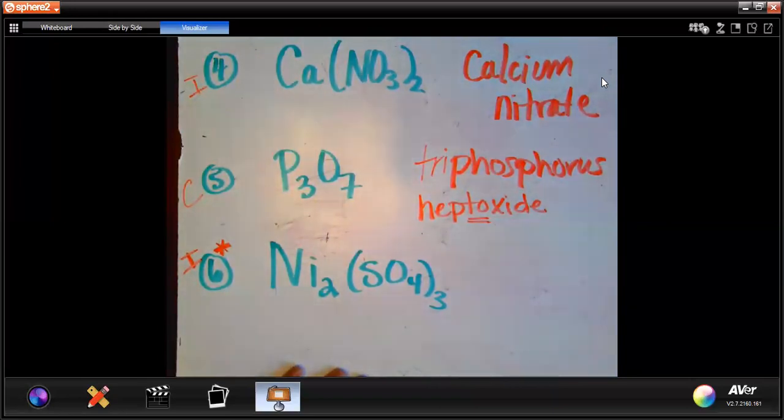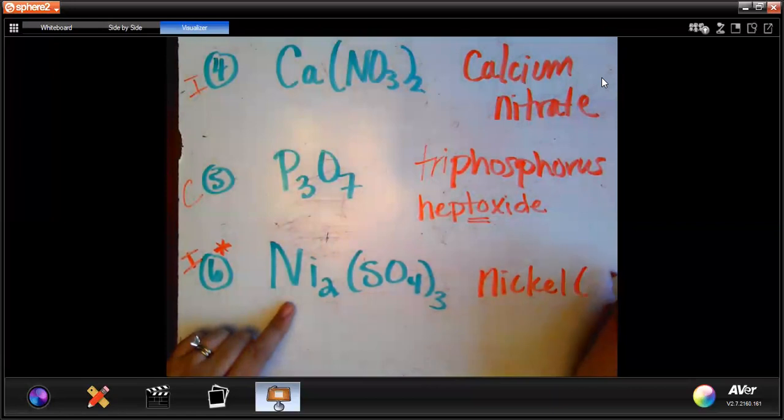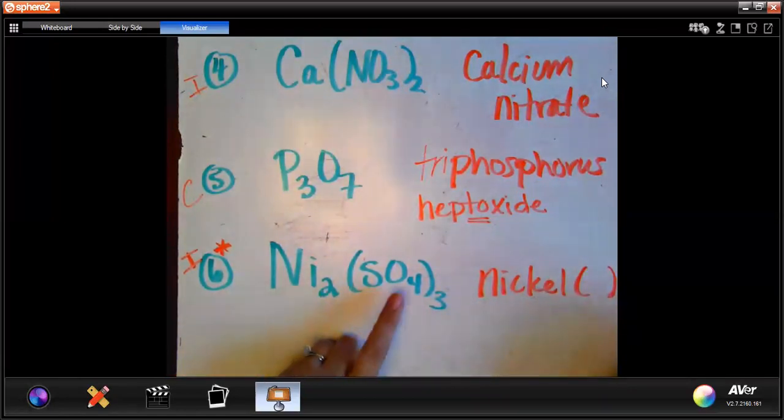All right, and then number 6. Again, it's ionic. We start with the metal, which means we need to figure out what the charge for nickel is. And so I know it's going to be nickel something. And then we look up our polyatomic ion list. Again, we have more than one atom here, so we know it's a polyatomic ion. SO4 we find is called sulfate. Again, those are in your reference packet.